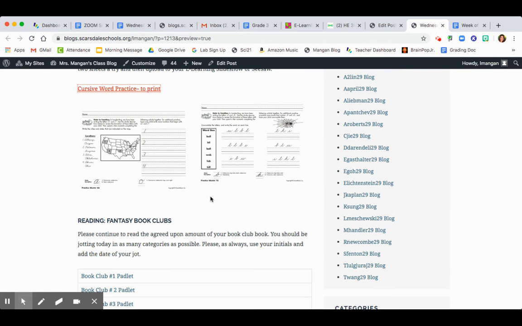Whatever you do, whether you print it out, put it on the e-learning slideshow, or snap a picture and put it on Seesaw, just make sure we can see it somehow, because I really want to see how you've been doing now that you know all your letters.